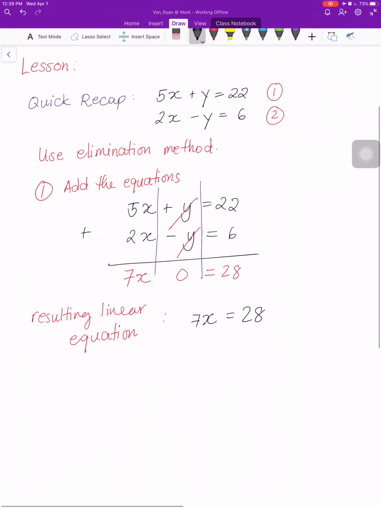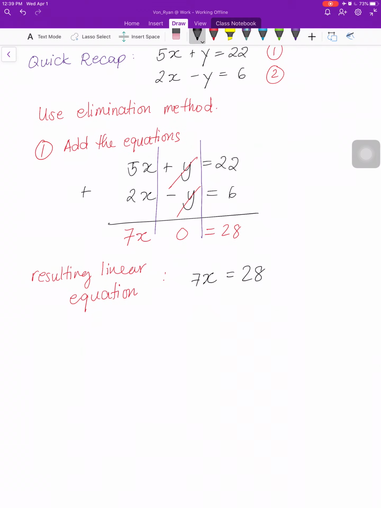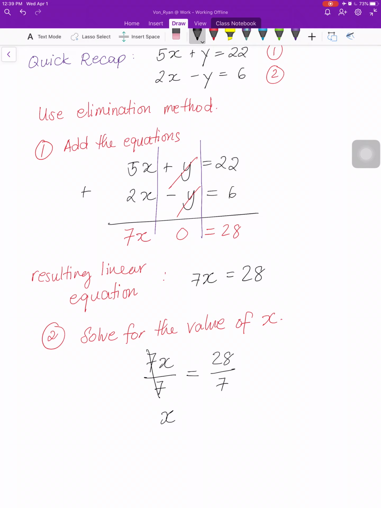Now you need to solve for the value of x, so you divide both sides. That's the second step: solve for the value of x, dividing both sides by 7. So 7x divided by 7 equals 28 divided by 7. Cancel the 7, and x is going to be equal to 4. And so you already have one of the values for the solution.